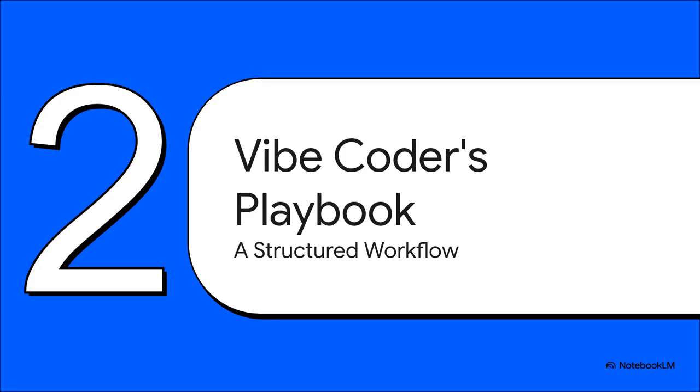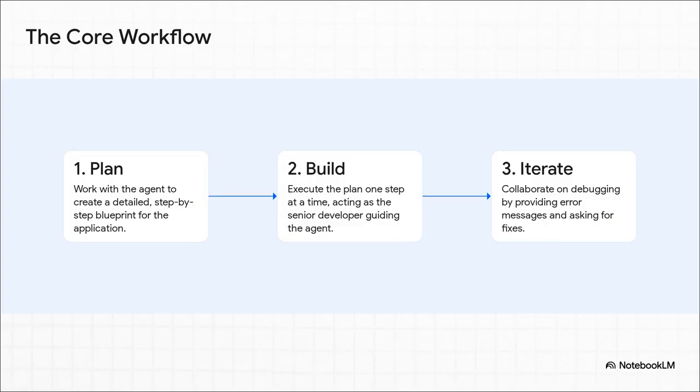Okay, so you've got it installed. Now, using a tool this powerful really does require a bit of a new mindset. You can't just throw random prompts at it and hope for the best. To get really great results, you need a structured workflow, kind of like a playbook for building with your new AI partner. And that core workflow, it's a really simple but incredibly effective loop. Plan, build, and then iterate. This cycle makes sure that you and the agent are always on the same page, building methodically towards your final goal.